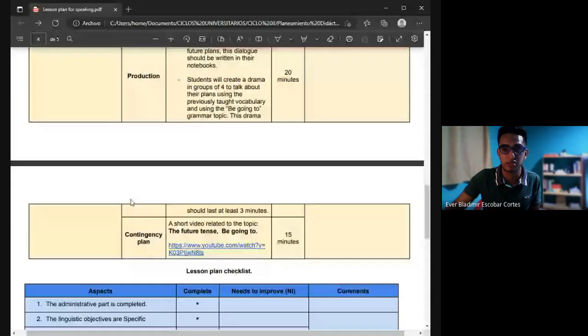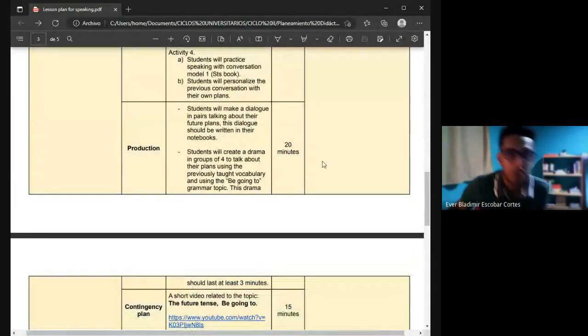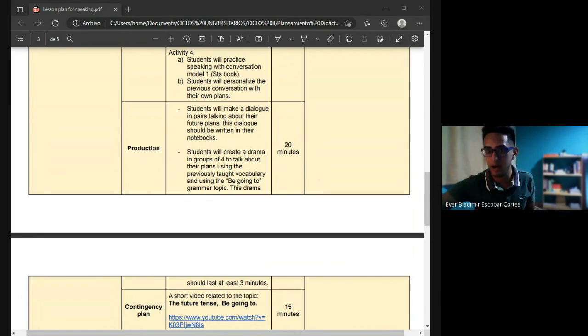Let me stop this, and let's go to the production stage. Here is the production stage. In the production stage, students will make a dialogue. So in this way, I am going to evaluate the writing skills, because they are going to be writing a dialogue and they are going to read it to their classmates.